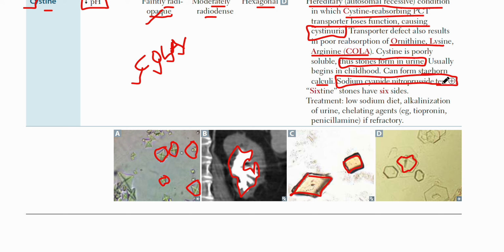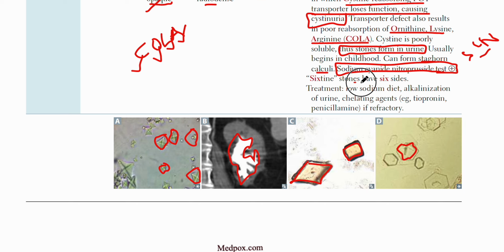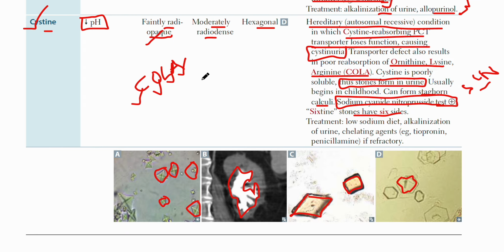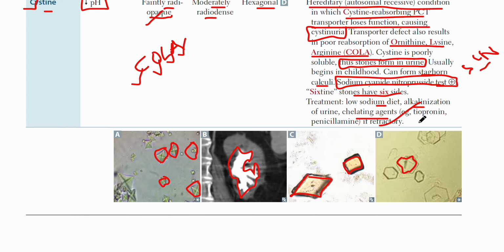SCN test is positive. If it is abbreviated as SCN, you do not have to be confused. It is the sodium cyanide nitroprusside test. And cysteine stones have 6 sides, so hexagonal shape. Treatment is low sodium diet, alkalinization of urine, chelating agents like thiopronin and penicillamine if refractory. So that is how we finish our stones right here.